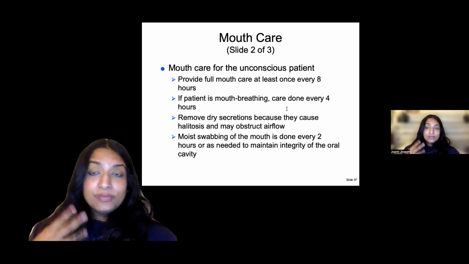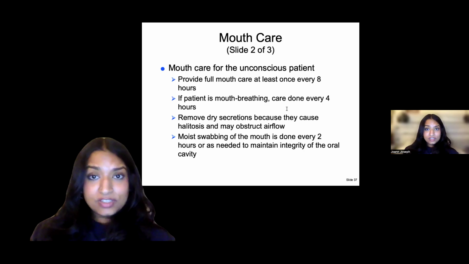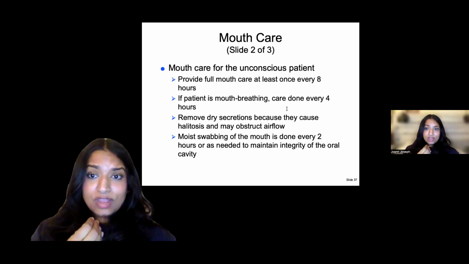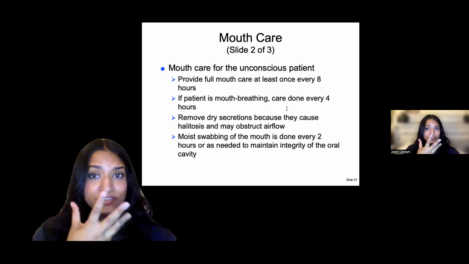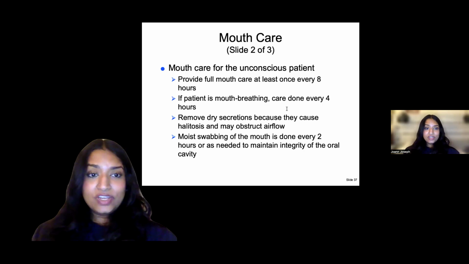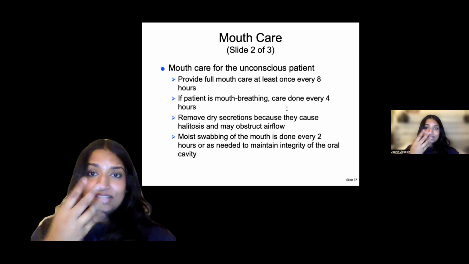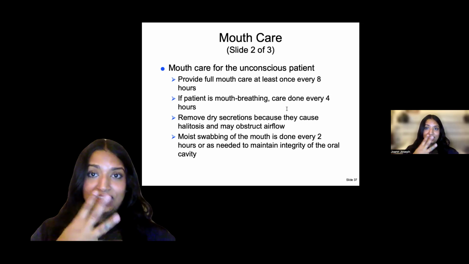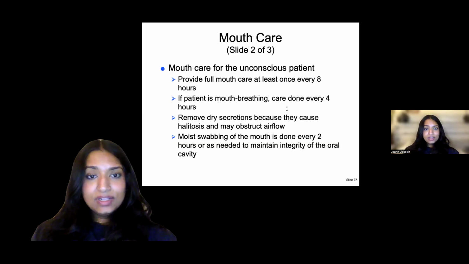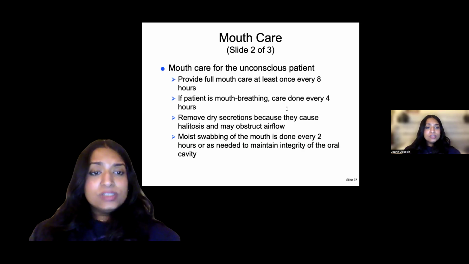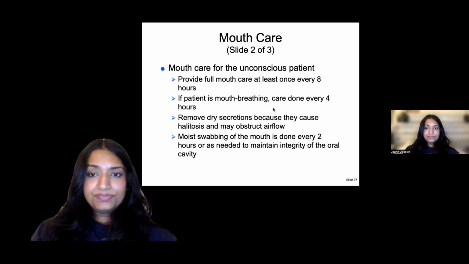This is because if you breathe from your mouth, some of you do this, your tongue is really dry. So is your mouth, so are your lips. It becomes very crusty. It becomes very dehydrated in there. So mouth care needs to happen because it rehydrates the mouth and also prevents crusting and bacteria from building up. Of course, remove dry secretions because they cause halitosis and may obstruct airflow. Moist swabbing of the mouth is done every 2 hours or as needed to maintain integrity of the oral cavity.